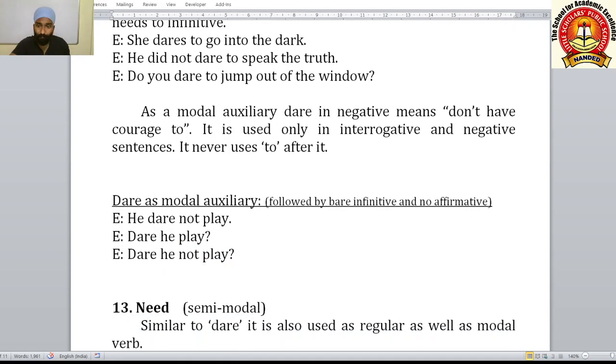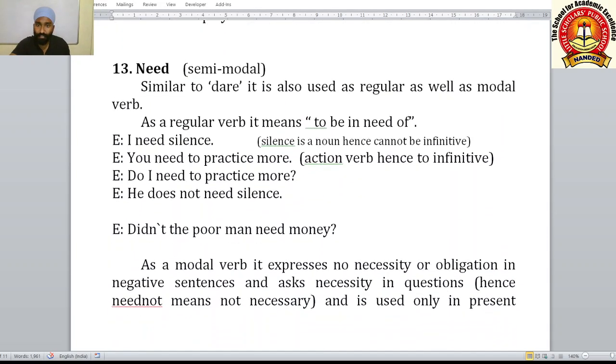Dare he not play? This is a modal question, a modal auxiliary question. Thereafter, 13th one, need. This is also a semi-modal, very similar to dare. It is also used as a regular as well as a modal verb. Now, need means what? To be in need of something. For example, I need silence. You need to practice more. Now, do I need to practice more? Here you can see silence is a noun, hence it cannot be an infinitive. So here silence is not an action verb.